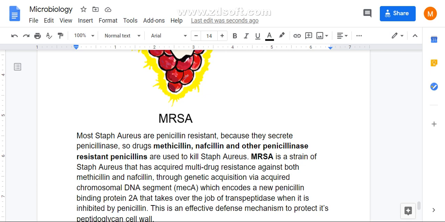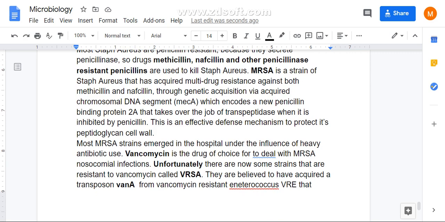So basically, penicillin normally just targets the transpeptidase, right? But this new DNA segment gives the Staph aureus a second penicillin binding protein, a second transpeptidase that can take over the job when the regular transpeptidase is being acted on by penicillin, so it can survive penicillin no problem. Right? Most MRSA strains emerge in the hospital under the influence of heavy antibiotic use.